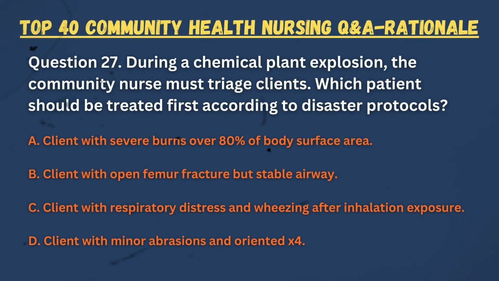Question 27. During a chemical plant explosion, the community nurse must triage clients. Which patient should be treated first according to disaster protocols? A. Client with severe burns over 80% of body surface area. B. Client with open femur fracture but stable airway. C. Client with respiratory distress and wheezing after inhalation exposure. D. Client with minor abrasions and oriented x4.